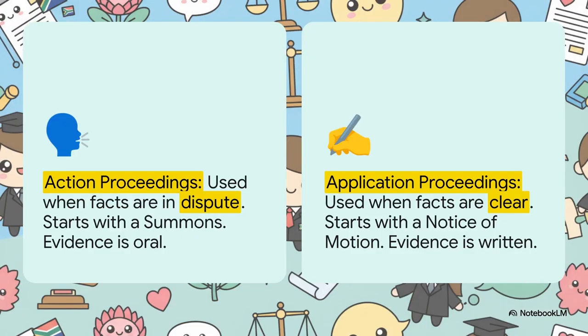And this slide lays out those two paths perfectly. Path one, the action proceeding, is for when facts are in dispute, like our car accident. This is the long road with a full-blown trial and witnesses. Path two, the application proceeding, is the shortcut. You use it when the facts are clear, like if someone signed a contract to repay a loan and just isn't. That case is fought entirely on paper. And notice the names are different. It's plaintiff versus defendant in an action, but applicant versus respondent in an application. You've got to know that distinction.